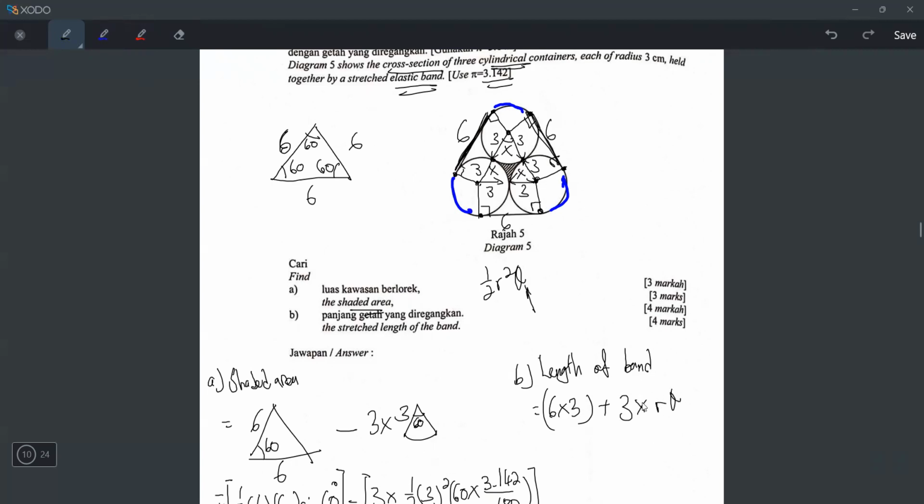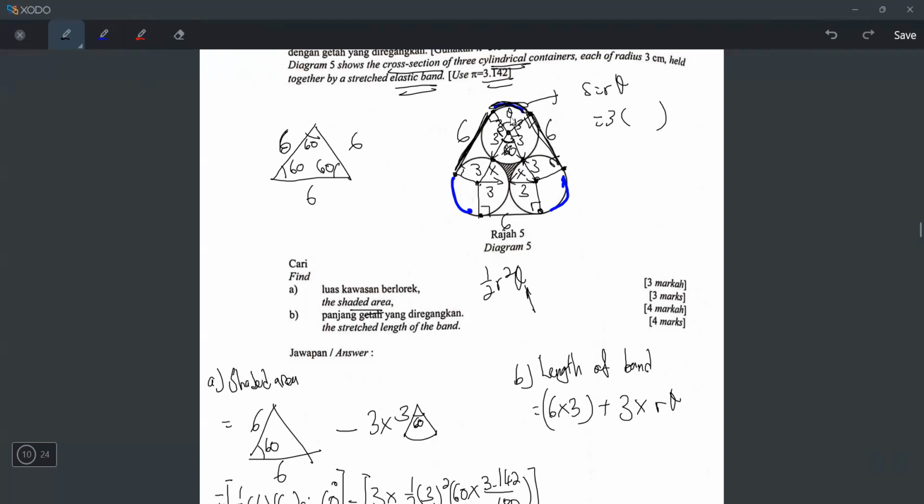Okay, but of course we have to know the r and the theta. But how to find the length of the arc here? So we will use s equals r theta. We already know the r is 3, right? Because the radius is 3. But the theta, I don't think we can use 60, because the theta is here. So how to get this value? Okay, we know this is 90. This is 90, because I already said this will form a rectangle. So in a rectangle, all the angles are 90, and we already know this is 60 just now. Do you remember? The triangle here is 60, 60, 60, right?